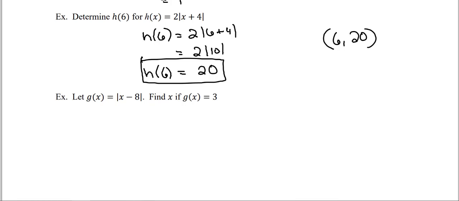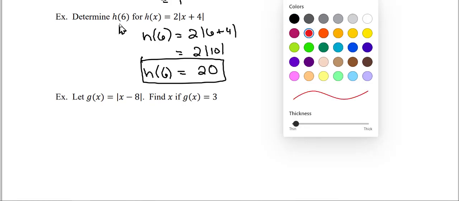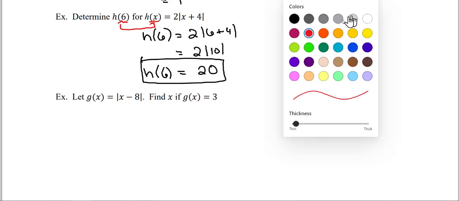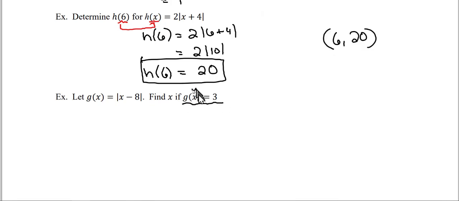Notice the difference. Up here, I gave you the 6 to represent the x, right? It's inside that h notation. Here, I have not given you the input value. I have given you the output value. Remember, this is like saying y equals 3, because that function notation and y are kind of interchangeable.